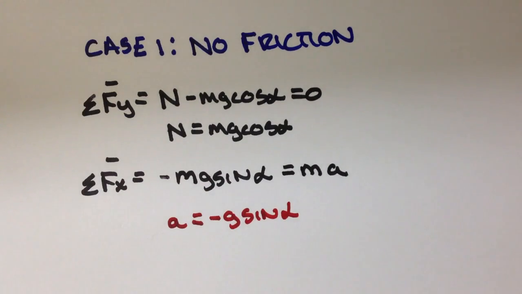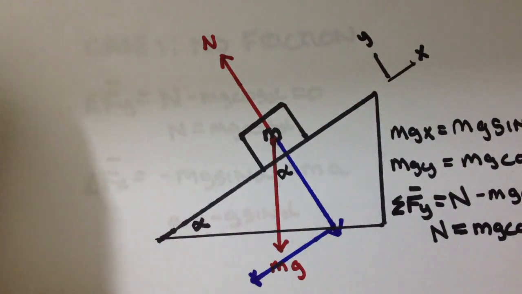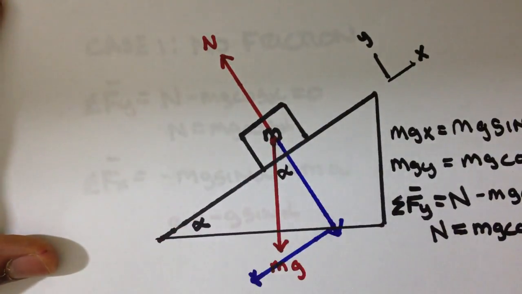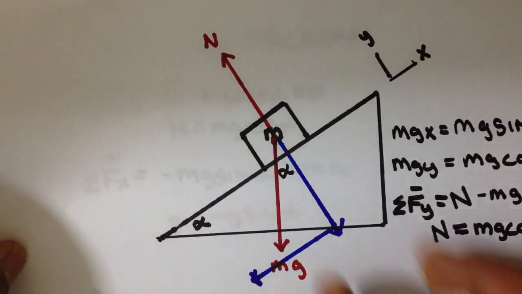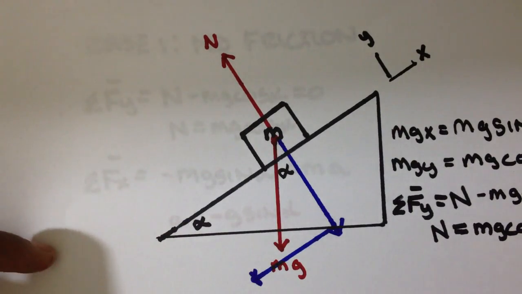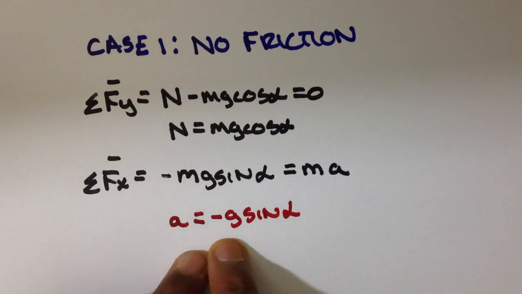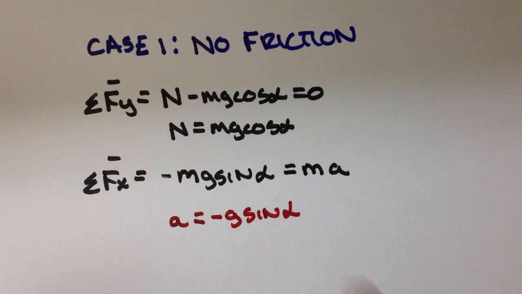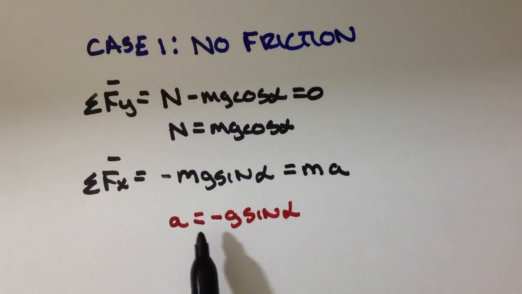This means the tendency or the direction of the net force acting on this block right here is down the inclined plane, or towards the negative direction. And it will accelerate, in this case, because there is no friction. It will accelerate down the inclined plane with acceleration a of magnitude g sine alpha. So if there's no friction between these two, we will have an acceleration of negative g sine alpha.